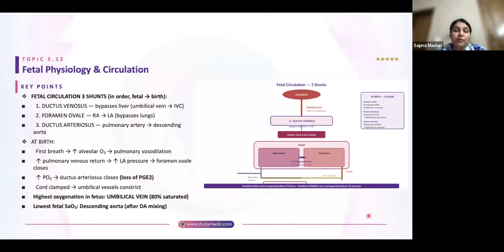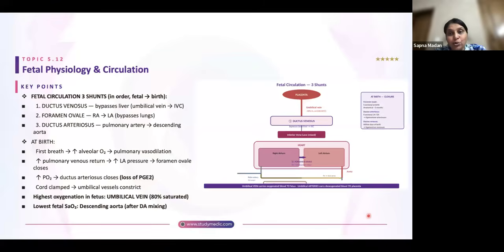So at birth, when the baby takes his or her first breath, there is a rise in alveolar oxygen tension. Okay, so the baby is breathing. The baby's breath contains oxygen. So the alveoli will receive oxygen and there will be pulmonary vasodilatation. When the pulmonary vasodilatation occurs, the vascular resistance in the pulmonary circulation will decrease. So the pulmonary circulation will pull up most of the blood and take it to the lungs, and the lungs will also start oxygenating the blood.